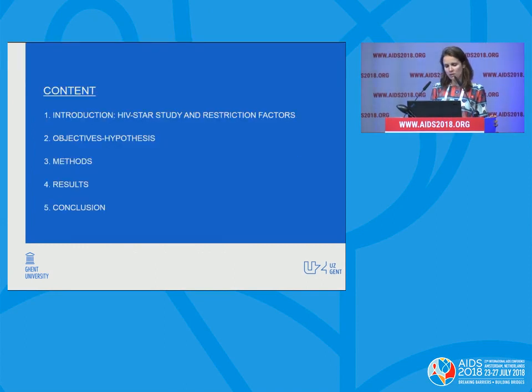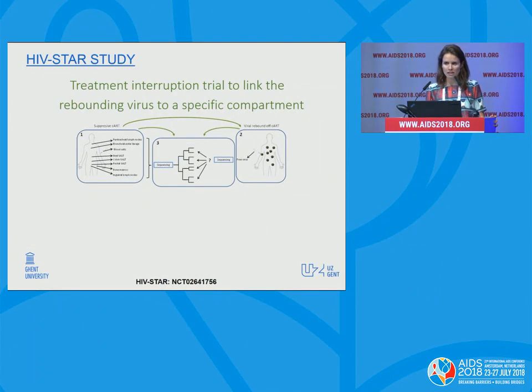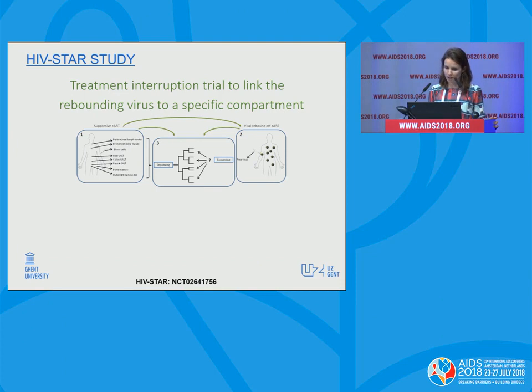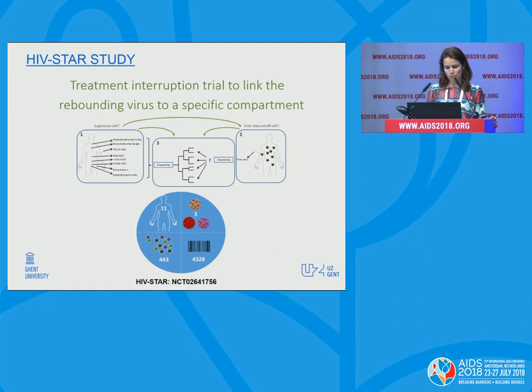So briefly, I will introduce the HIV Star Study on which I worked during my PhD, which is a treatment interruption trial where we tried to link the rebounding virus to a specific compartment by sequencing the region of the virus from different compartments, and then comparing those sequences to the virus we collected after treatment interruption at viral rebounds. That was done in 11 patients, and we mostly focused for the biggest part of the study on lymph node, GALT, and blood samples.